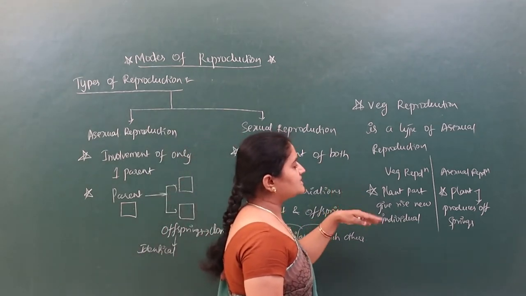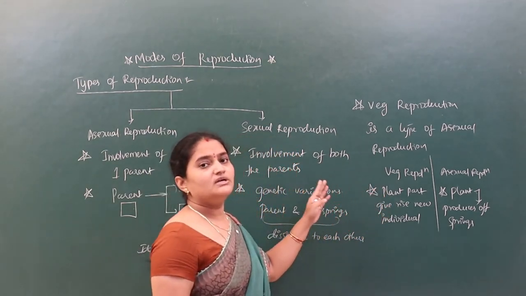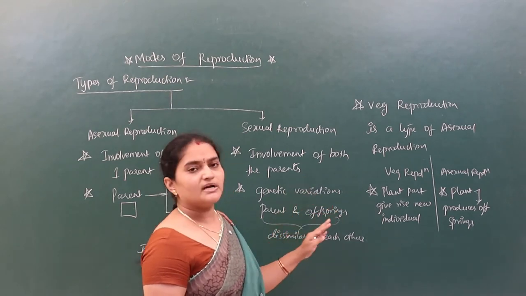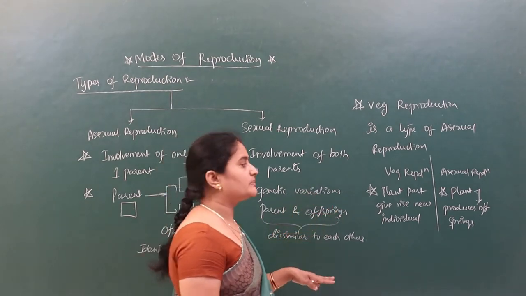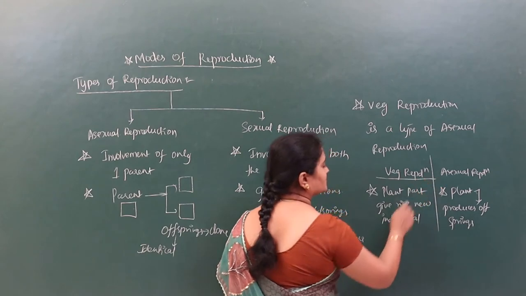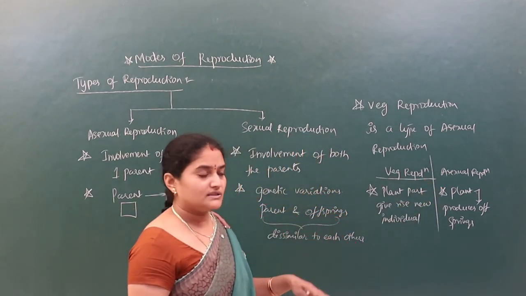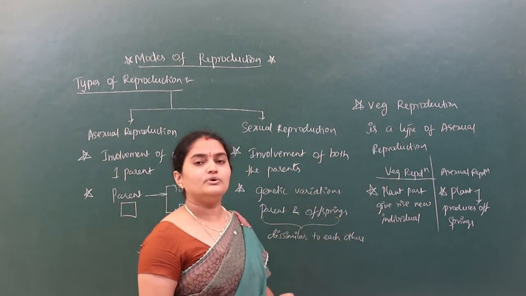So what is the difference between vegetative and asexual reproduction? Remember that the vegetative reproduction is also a type of asexual reproduction. In the vegetative reproduction, the plant part will give rise to a new individual.